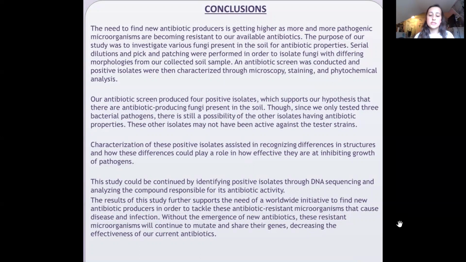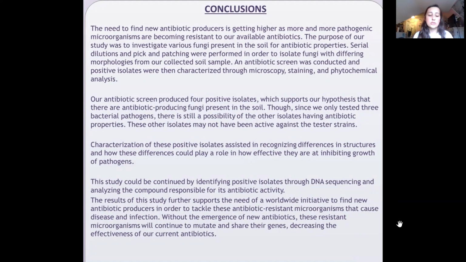The purpose of our study was to investigate fungi derived from soil for antibiotic production. We also characterized them through microscopy, staining, and phytochemical analysis. Our antibiotic screen produced 4 positive isolates, which further supports our hypothesis, though our other isolates could have antibiotic properties since we only tested them against 3 pathogenic bacterial strains. The characterizations we made helped recognize differences between isolates and how they could play a role in how effective they are at inhibiting the growth of pathogens.